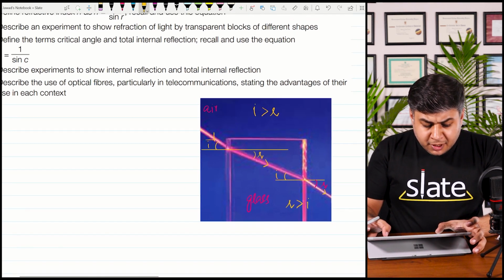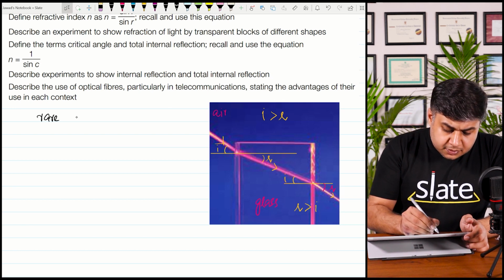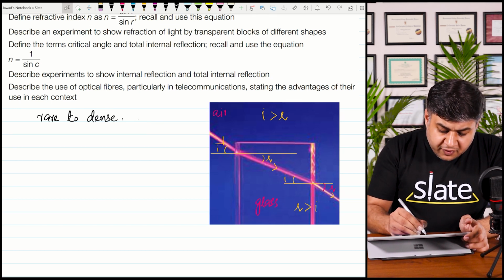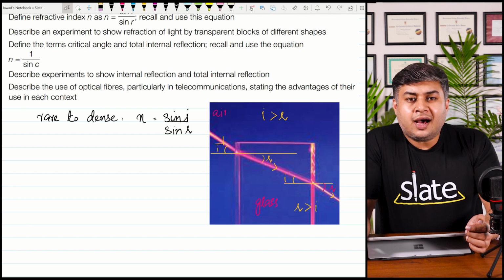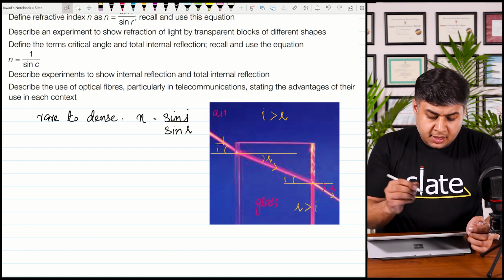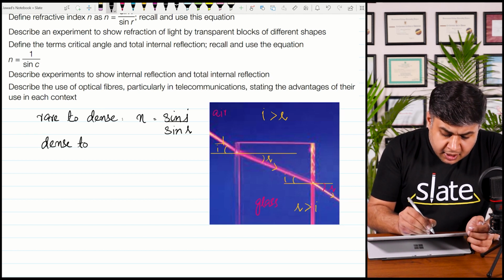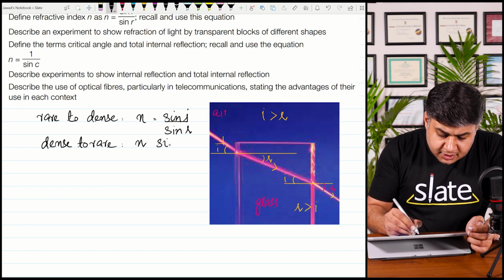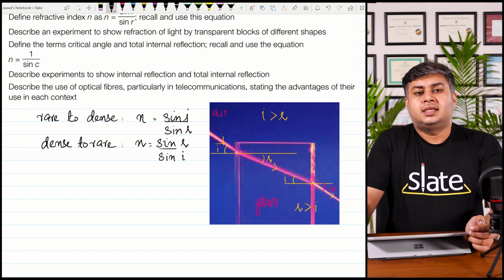So, हम ये काम कर चुके हैं previous video में that when the ray is entering from rare to dense medium, the formula of refractive index n is equal to sine i over sine r, where i is angle of incidence and r is angle of refraction. Now, we already know that when ray is entering from dense back to the rare medium, the formula of refractive index is sine of angle of refraction divided by sine of angle of incidence.